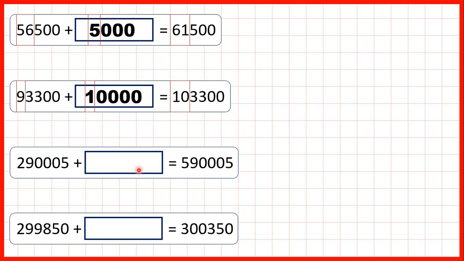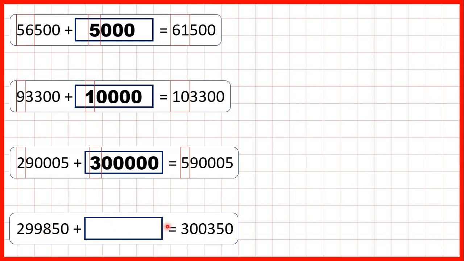290,005 plus what is 590,005? Well, here it's just the 100,000s digit that has changed. 2 plus 3 is 5, so our missing number is 300,000. That's a 3 with 5 zeros on the end, because the last 5 digits in our number have stayed the same in our answer.